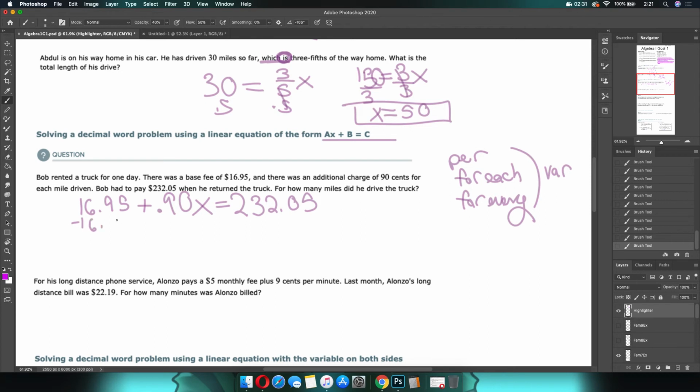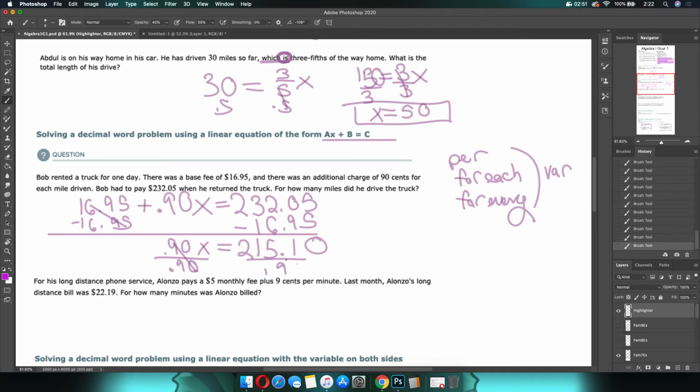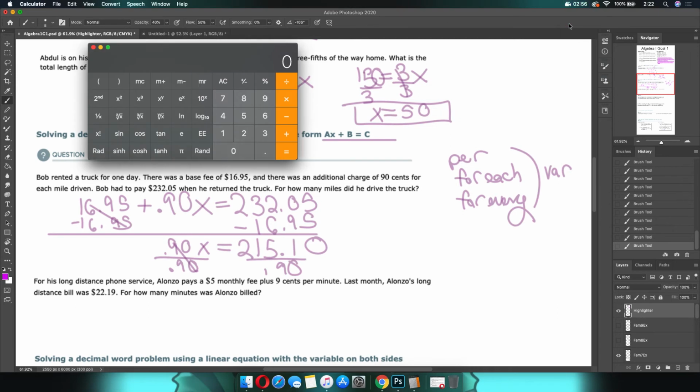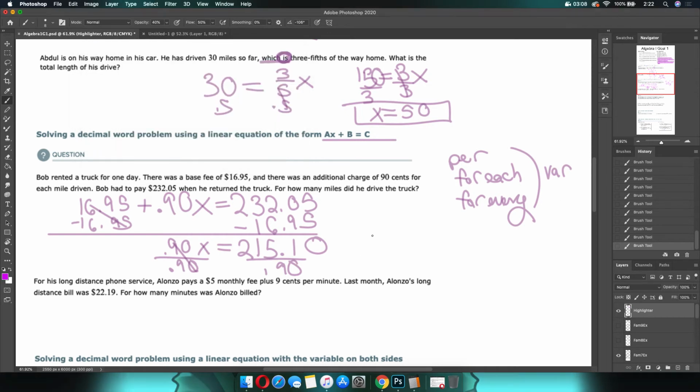So minus 16.95, minus 16.95. And what are we left with? 0.90x equals 215.10. All right, I am good, but decimals aren't my weakness, so let's pull out a calculator. All right, what are we trying to do? We're trying to do 215.10 divided by 0.90. Now, if I did my math in my head right, 239. There you go. So x equals 239.